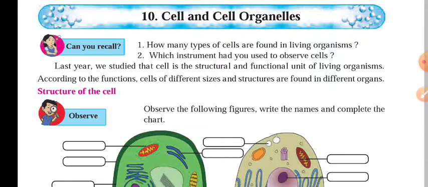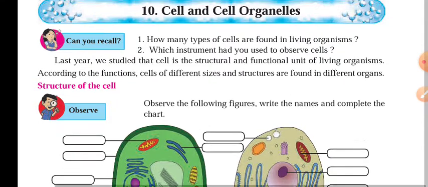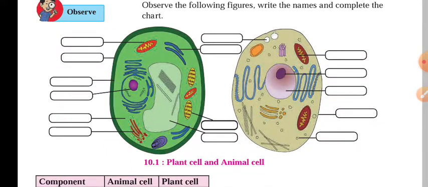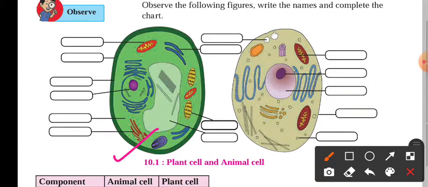First of all, before going further, we have to study the structure of the cell, which we already studied briefly in a previous standard. So here we are going to learn it in detail. In this chapter, they have given two pictures: this one is a plant cell and this one is the animal cell. In these, different cell organelles are shown.